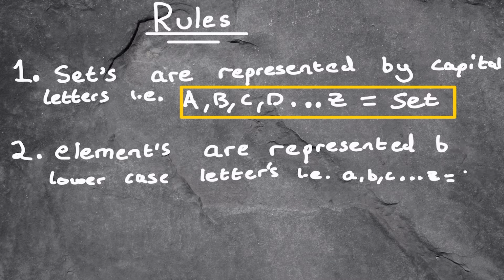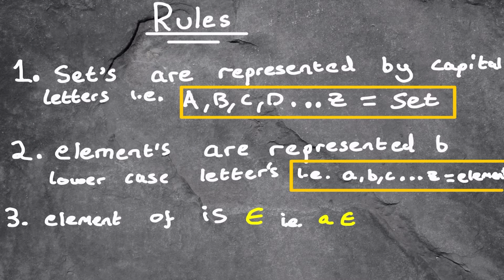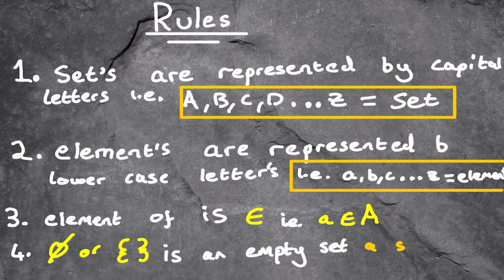Rule number 1. Sets are represented by capital letters. Examples are given in the orange box. Elements are represented by lowercase letters. Again, examples are in the orange box. The weird looking E symbol means element of. An example where that's used is given in the example section of rule number 3. And rule number 4, those two symbols you see in yellow are known as empty sets. Those are sets with no elements.